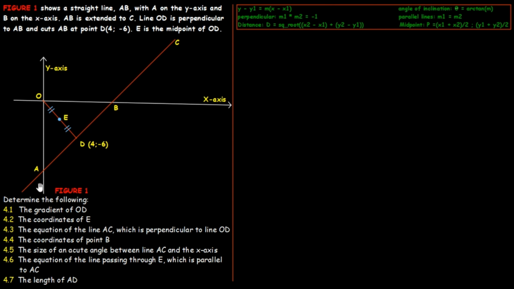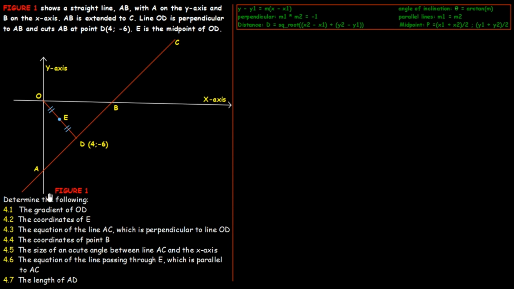Figure 1 shows a straight line AB with A on the y-axis and B on the x-axis. AB is extended to C. Line OD is perpendicular to AB and cuts AB at point D. E is the midpoint of line OD.